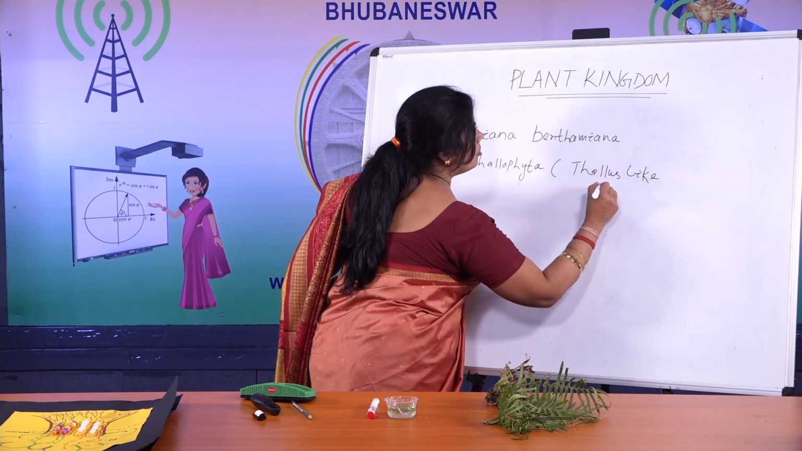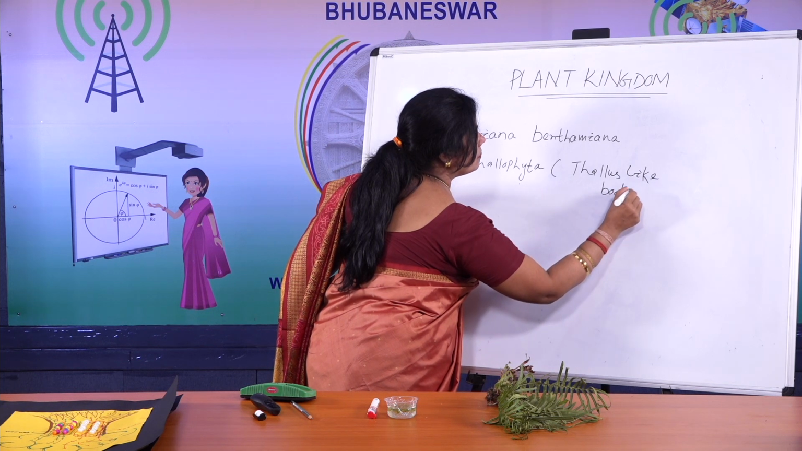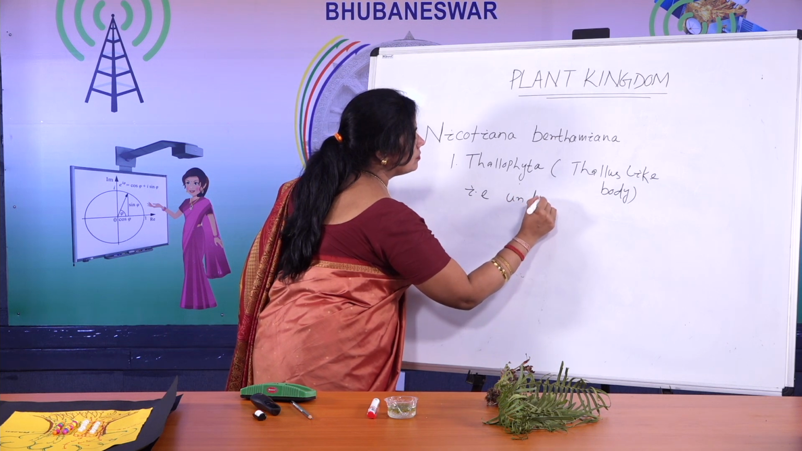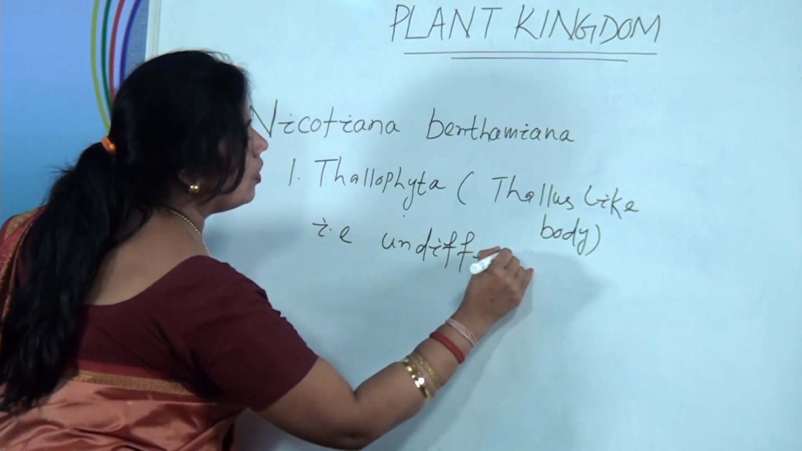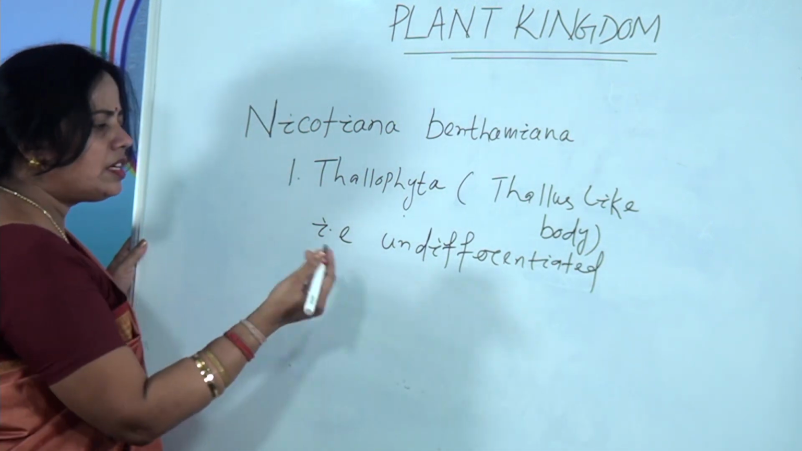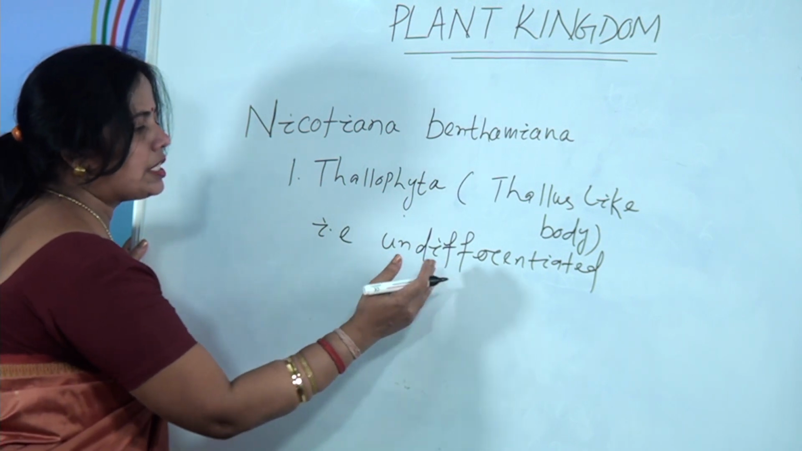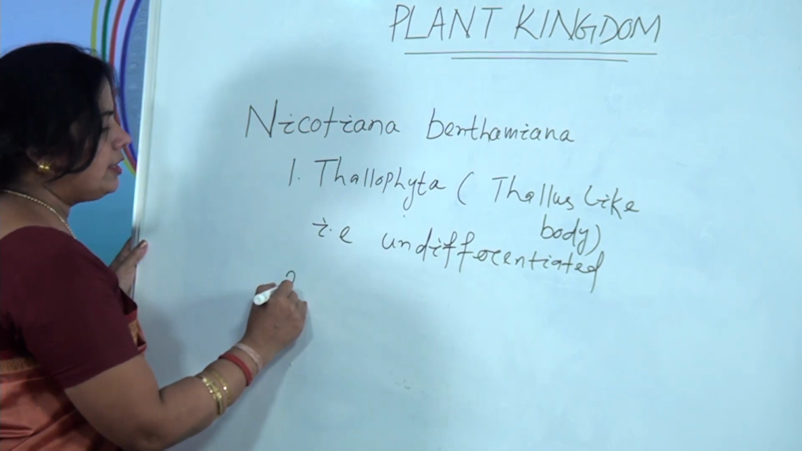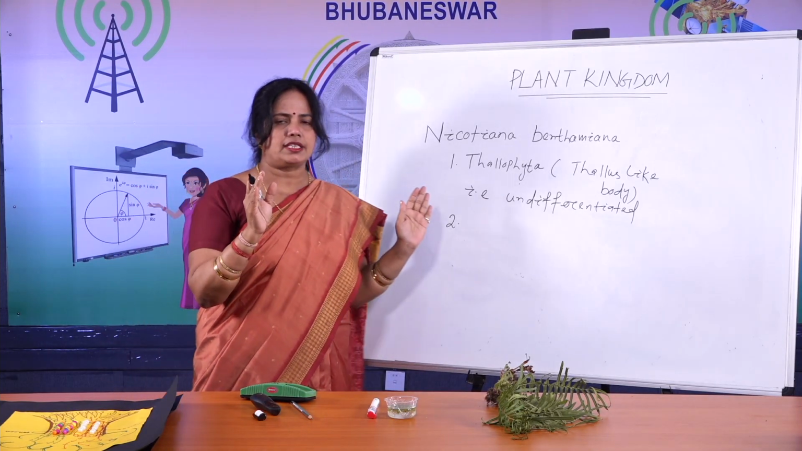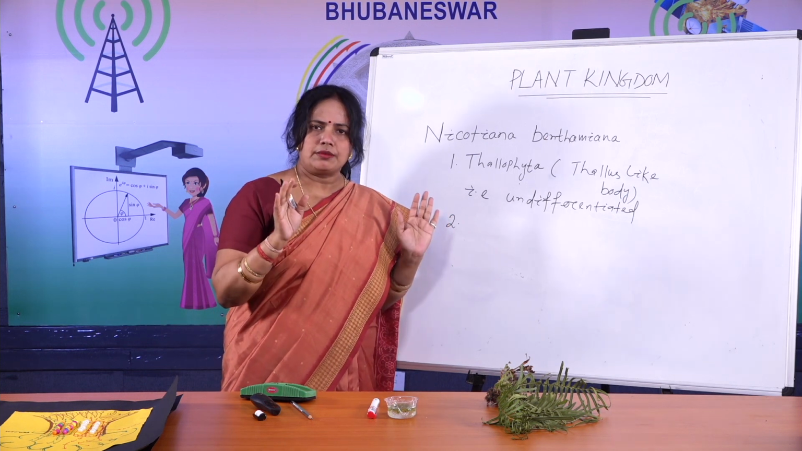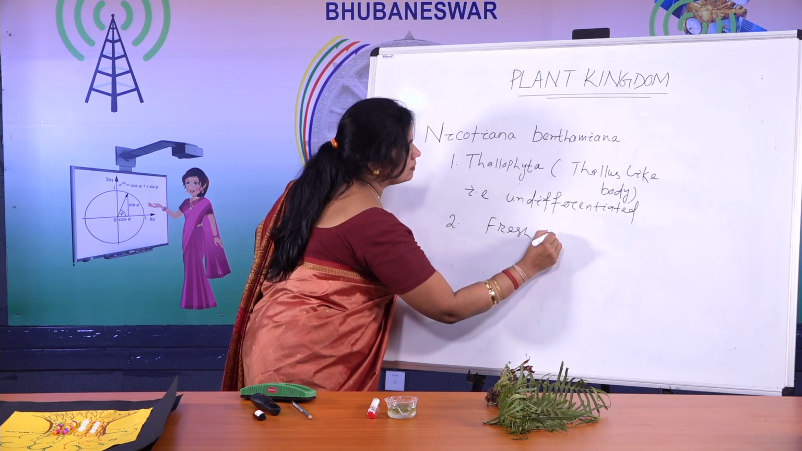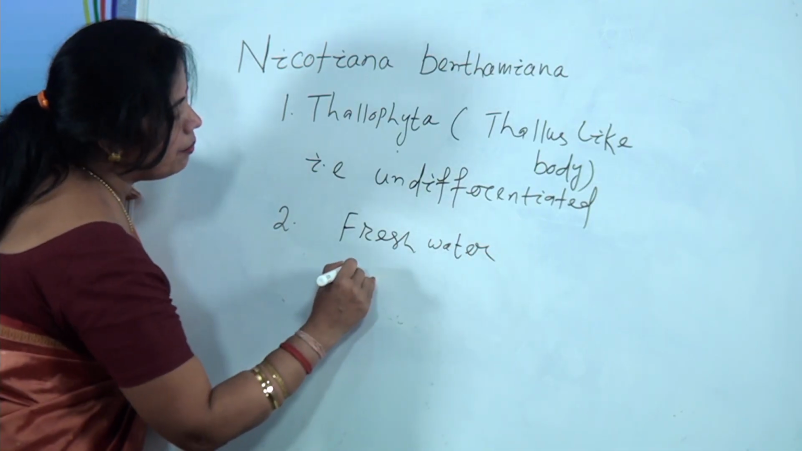Thallus-like body, that is, an undifferentiated plant body. So here you cannot differentiate between root, stem and leaf. Then regarding their habitat, mostly these plants are aquatic. Majority of the plants are found in the aquatic bodies. Means they may be found in fresh water or they may be found in marine water.